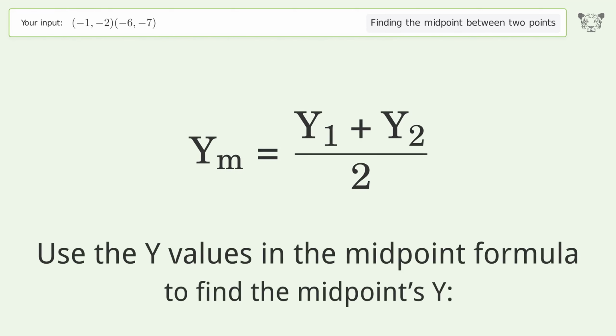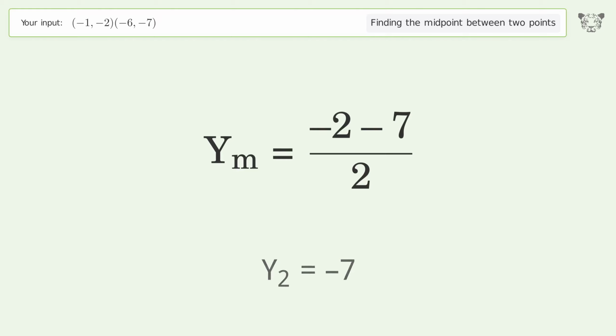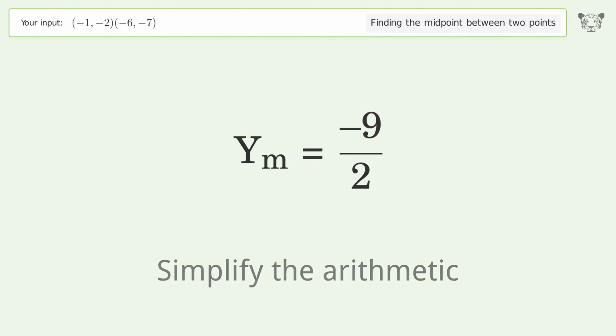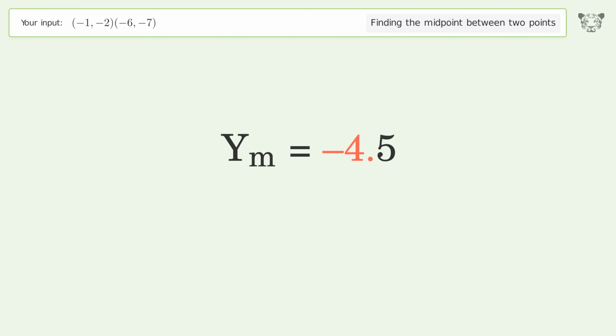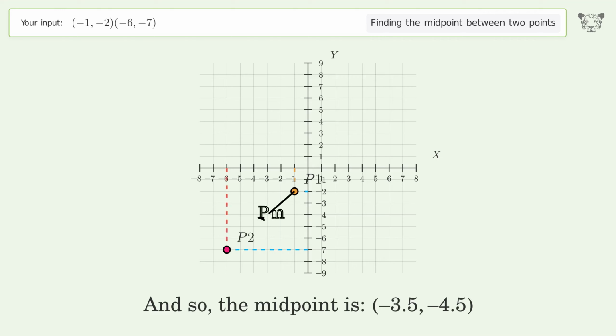Use the y values in the midpoint formula to find the midpoint's y. y1 equals -2. y2 equals -7. Simplify the arithmetic. And so, the midpoint is -3.5, -4.5.